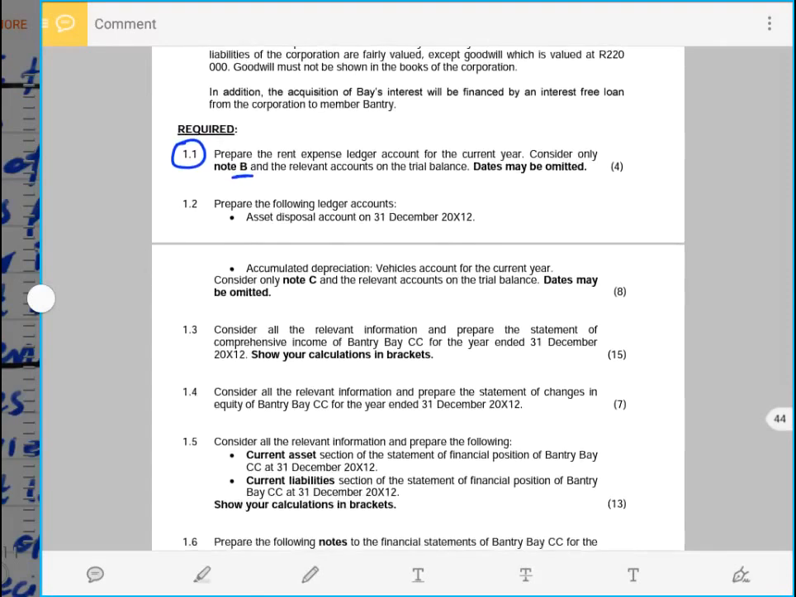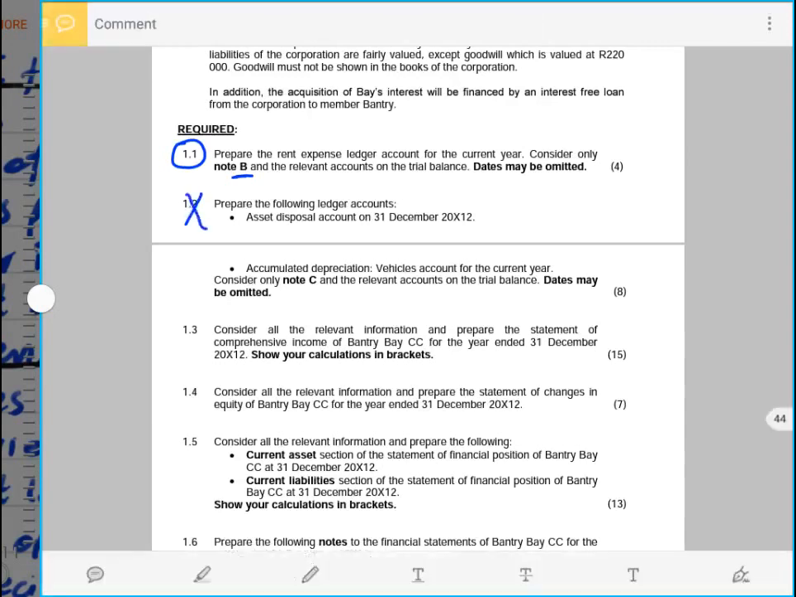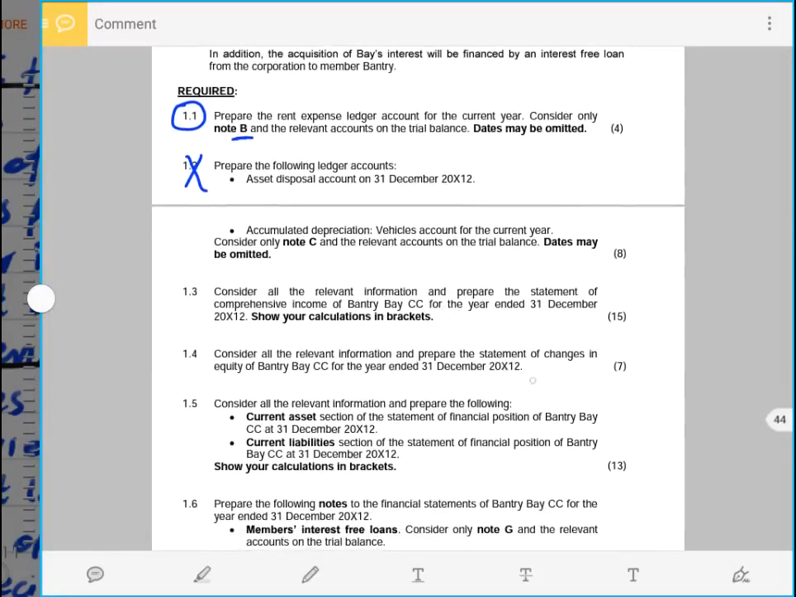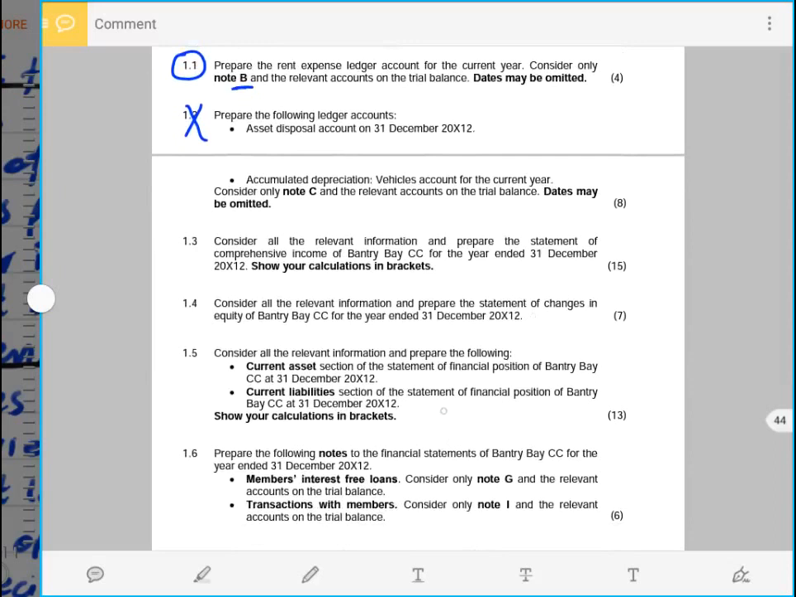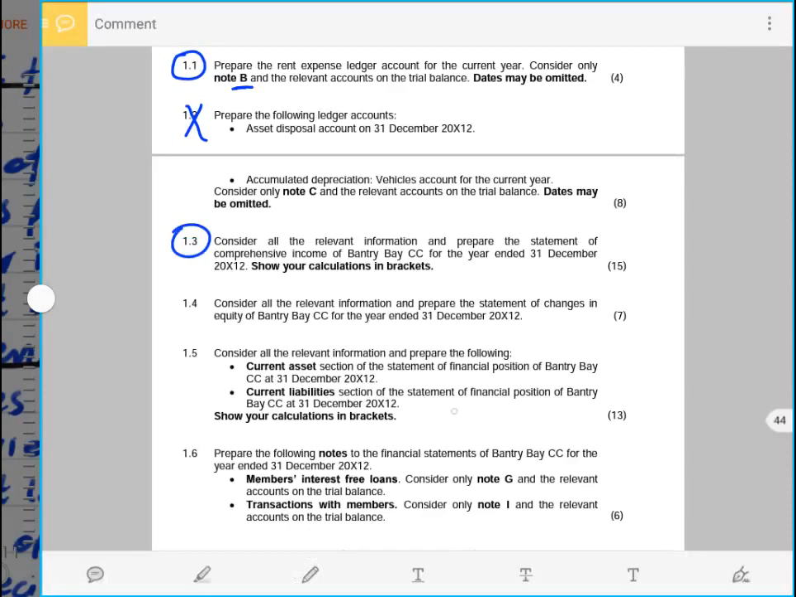1.2, we are required to prepare the asset disposal and the accumulated depreciation for the vehicles, and I will not do that, as I highlighted that for the current year you are not tested on the asset disposal. 1.3 says consider all the relevant information and prepare the statement of comprehensive income, and this is the income statement. Therefore, I will have to do the income statement for the close corporation by the end of December 2012.